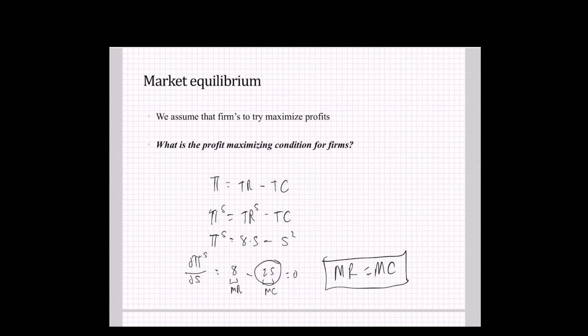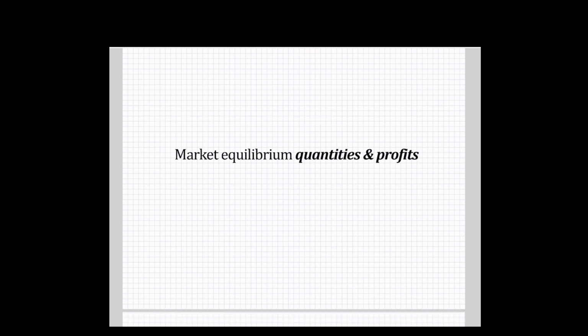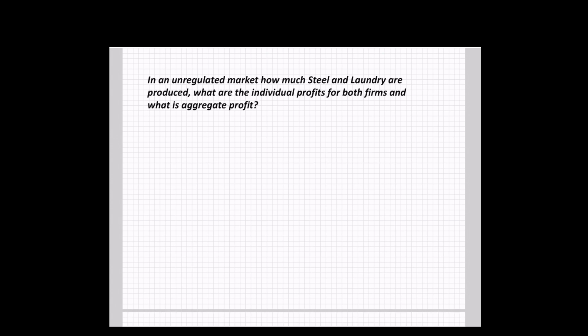Now we know the profit maximizing condition. We can actually see pretty quickly what steel level is. It's 4, but we'll formalize that in a minute. Let's find those quantities and profits for each firm so we can be formal about it.